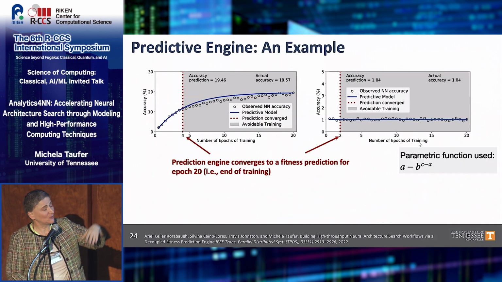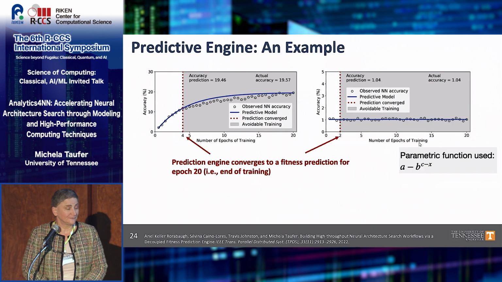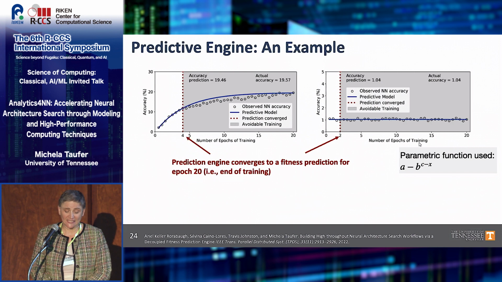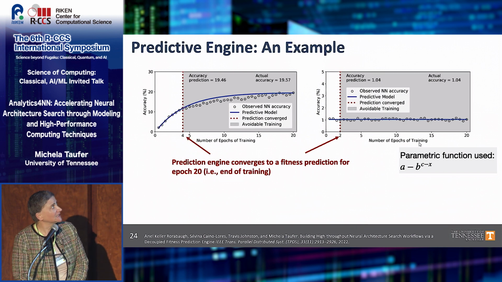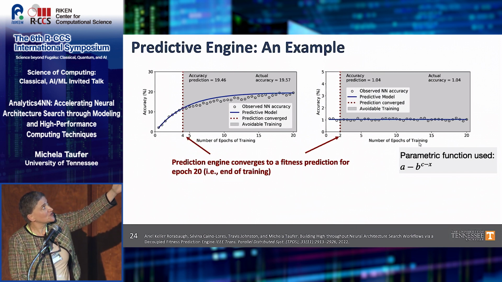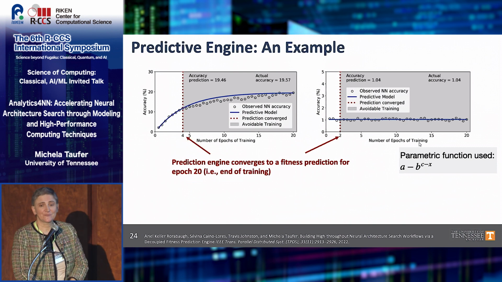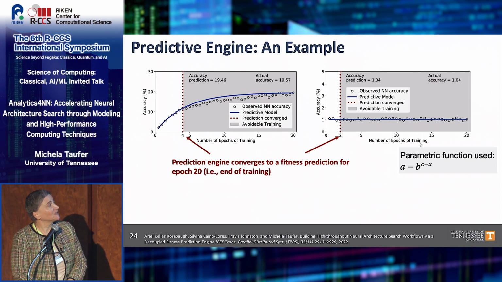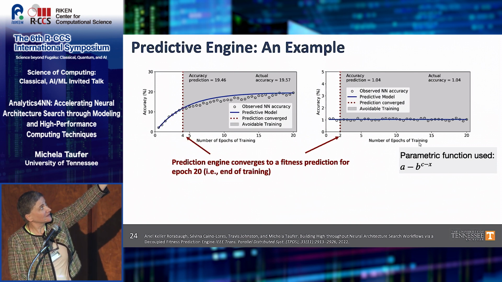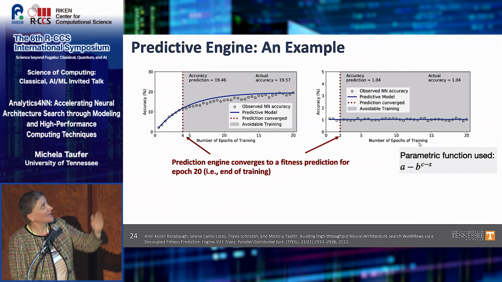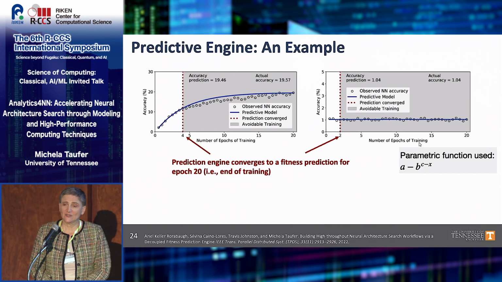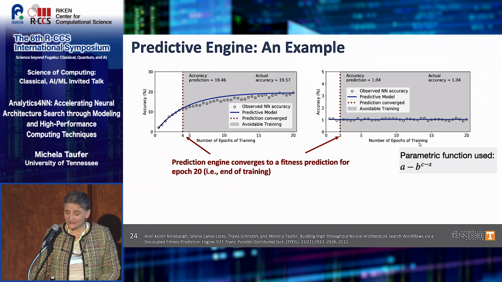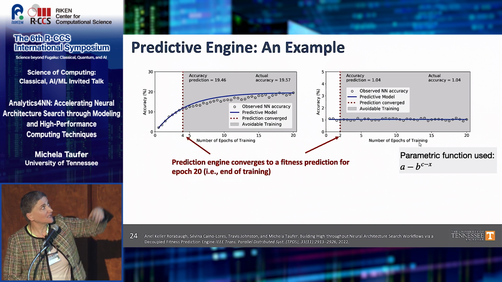These are two examples of neural network models that are in training. And here you can see that we pass to our engine, every half epoch, the architecture, and in this case on your left, after 4 epochs, our engine has already identified the function and projected what would be the final accuracy.